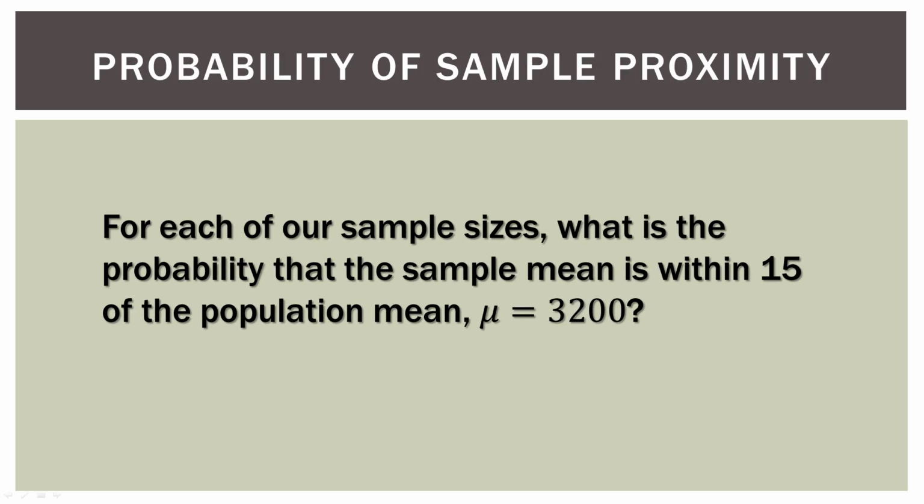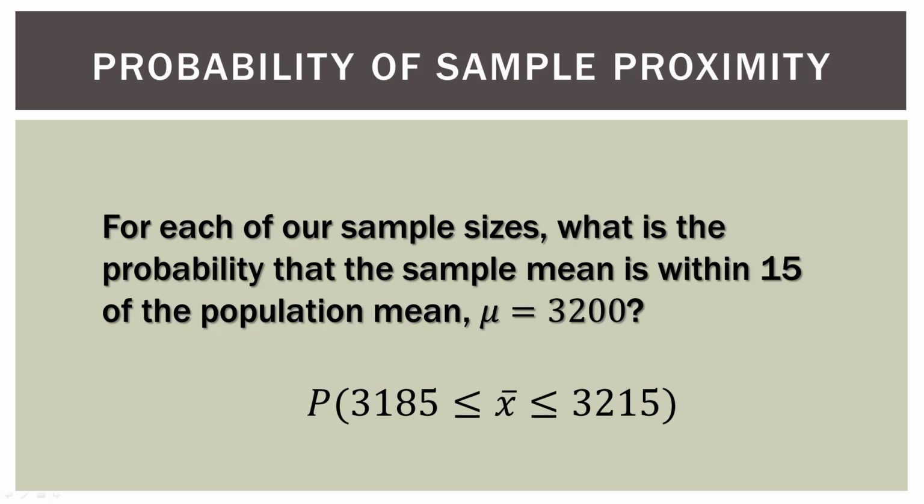So, another question we can ask, and this is really important, getting at one of the most important things in inferential statistics, confidence intervals. The question we're asking is, for each of our sample sizes, what is the probability that the sample mean is within 15 of the population mean, which is 3,200?